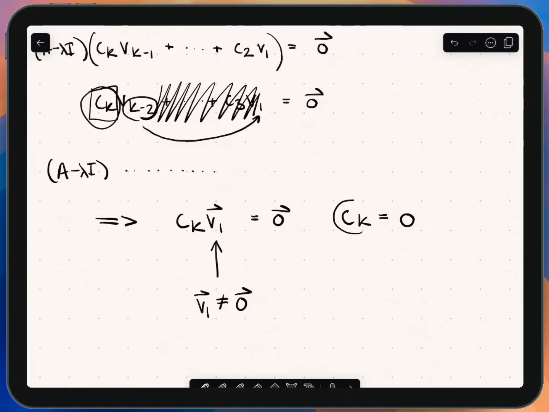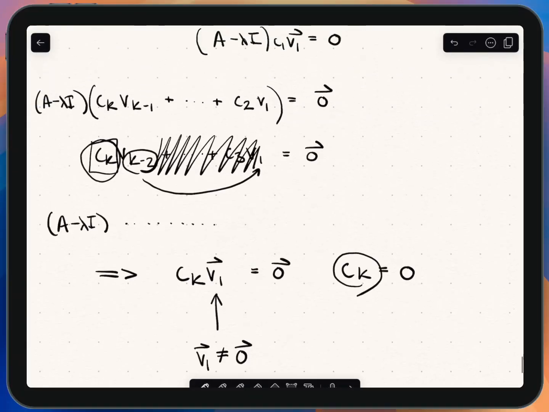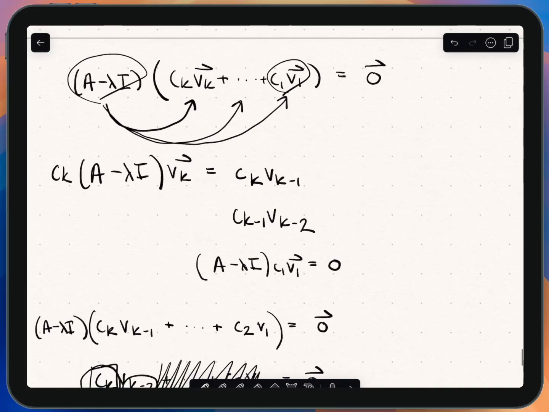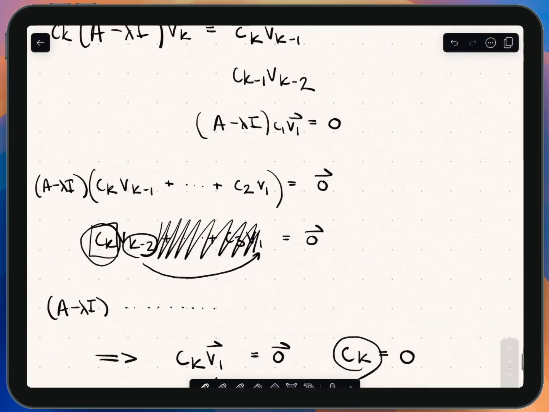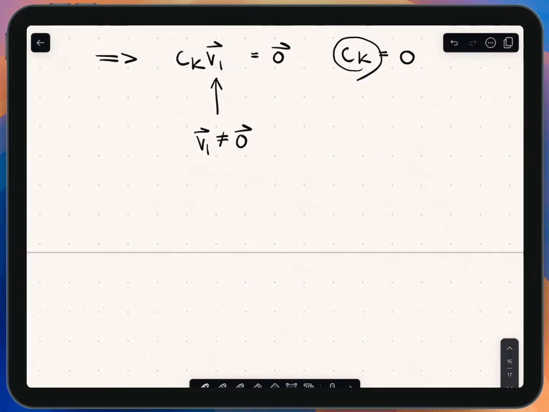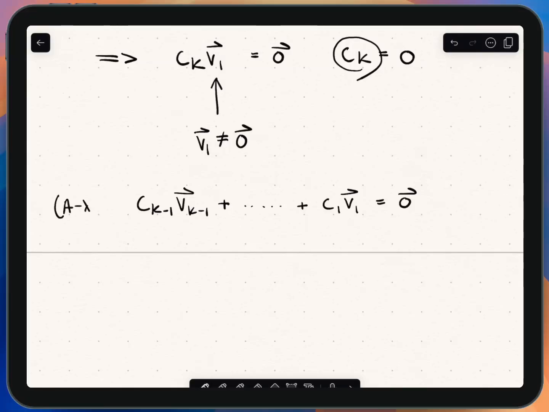Okay, so if we know that ck must be 0 from doing all that multiplication, we can stick it back in here. Well, we can remove this term right here, and then we can start over. We can say, instead of having ck all that, we're going to say ck minus 1, vk minus 1, plus and so on, all the way up to c1 v1 is equal to 0. And again, I'm going to multiply by A minus lambda I through all of this. And again, what this is going to do is decrease the power.